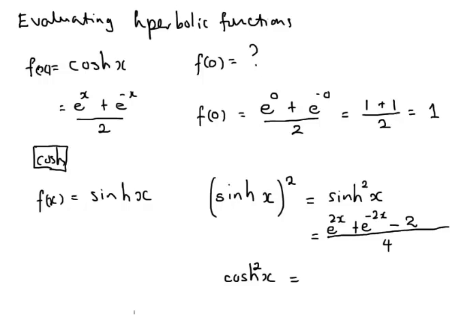I'm waiting for you. Let's see. Who is ready with the answer? Right. Yes. I think the denominator is still 4, which means the two squares have a common denominator. What's the numerator? e to the power 2x, plus e to the power negative 2x, plus 2.